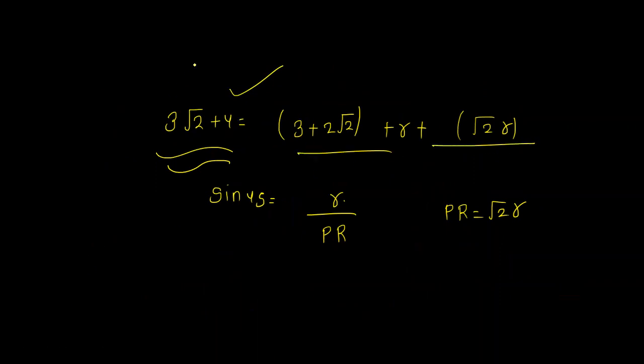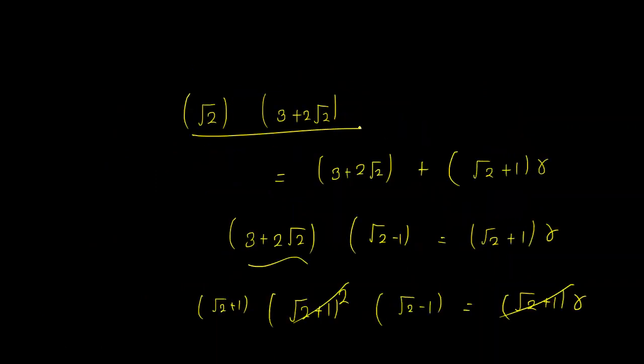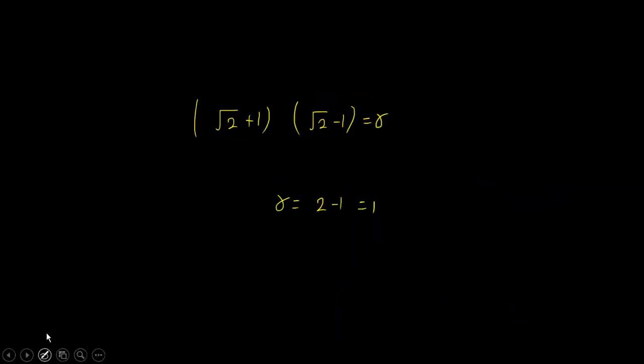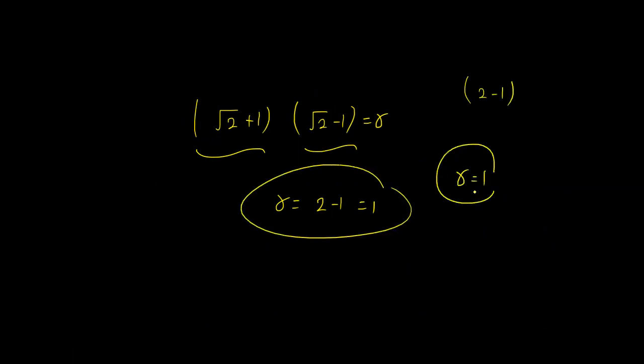From here, we can write this again in this format, and we can take 3 plus 2 root 2 on the left hand side, and 3 plus 2 root 2 will become common, and it will come root 2 minus 1. And here it is root 2 plus 1, and we can write 3 plus 2 root 2 in this way, root 2 plus 1 whole square, and we can cancel one root 2 plus 1, and here it will remain 1 root 2 plus 1 and multiplied by root 2 minus 1, which is 2 minus 1. And from here we can see that the radius of the smallest circle is 1. So in this way we can solve this.